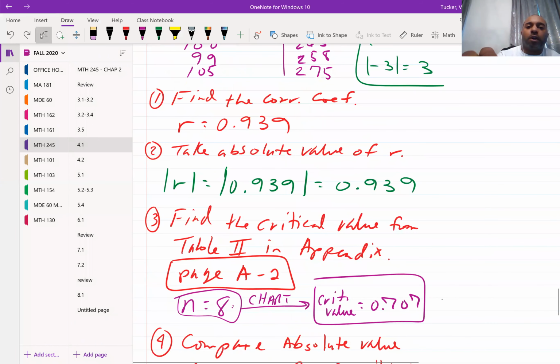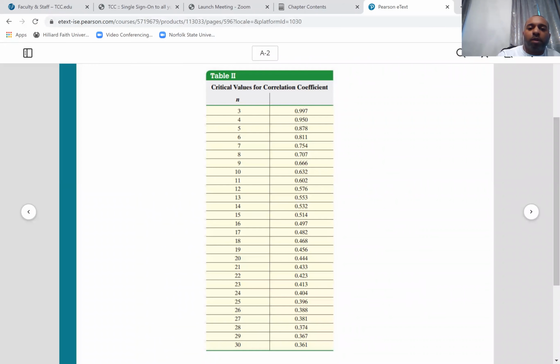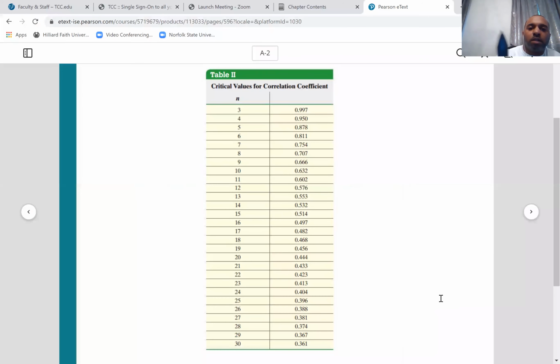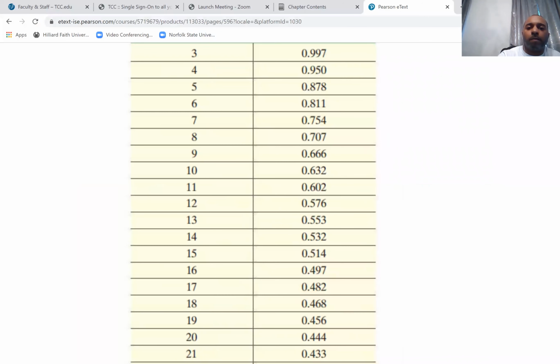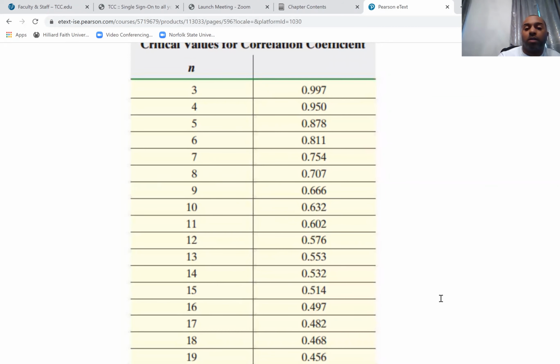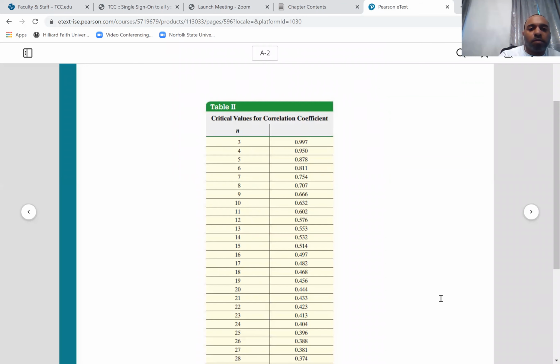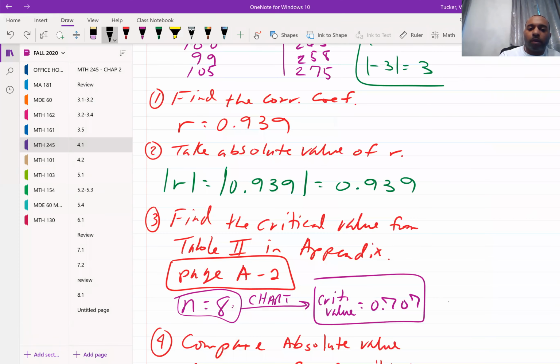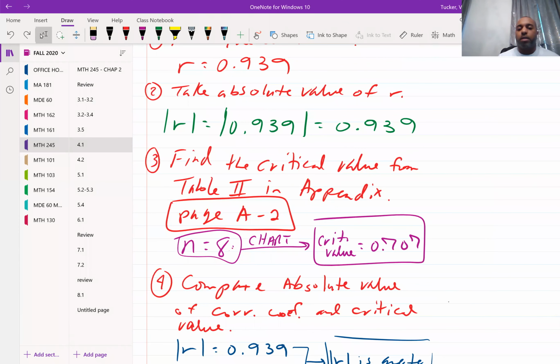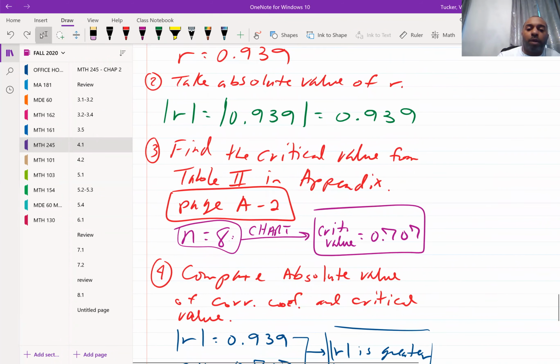And then if you look at the chart right here at 8, your critical value is 0.707. All right. Problems with reading the chart? Everybody okay? All right. So we have 0.707 from the chart. Now we're going to compare.